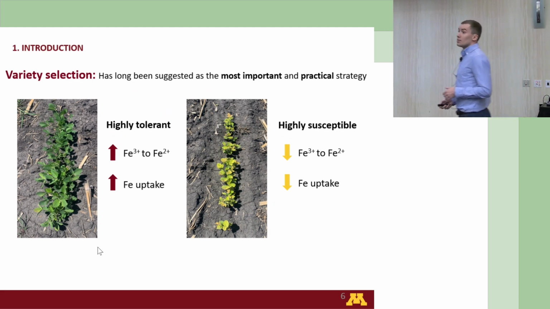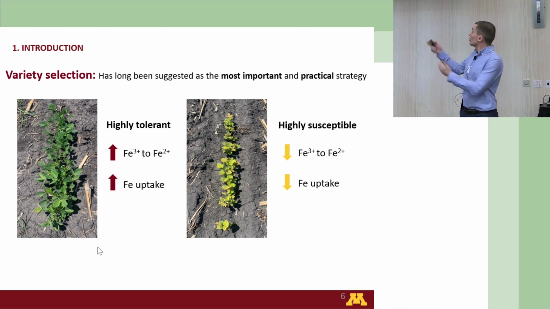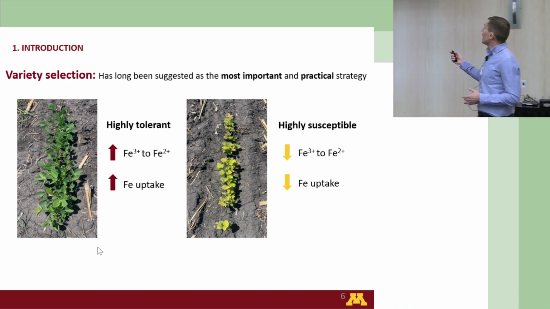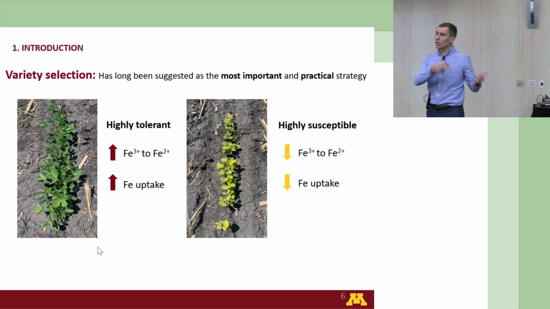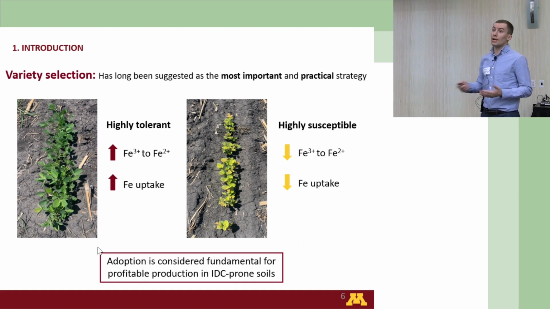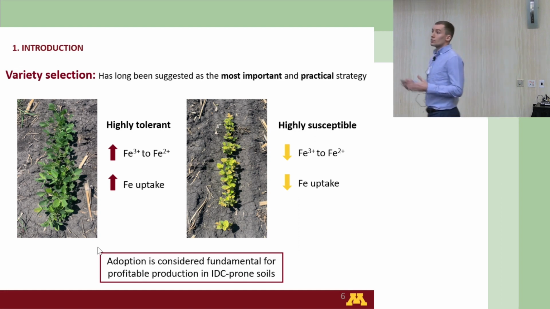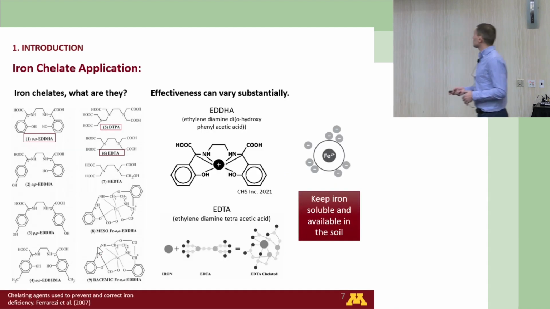Highly tolerant varieties possess an increased capacity to reduce less soluble ferric iron to more soluble ferrous iron, enhancing iron uptake. Differently, highly susceptible varieties do not possess the same capacity to reduce less soluble ferric iron to more soluble ferrous iron, or they do it at a slower rate. Because of that, growing a highly tolerant variety is considered fundamental for profitable production in IDC-prone soils. Iron chelates, what are they?